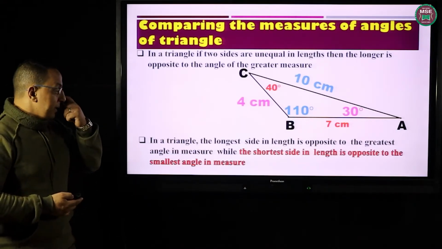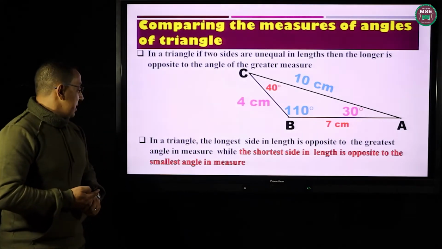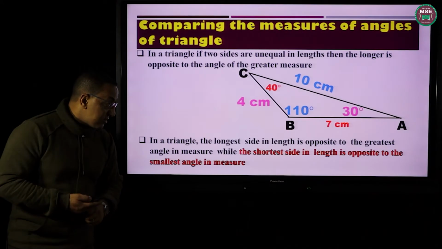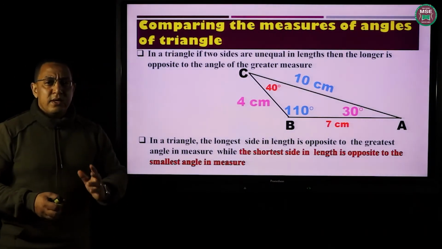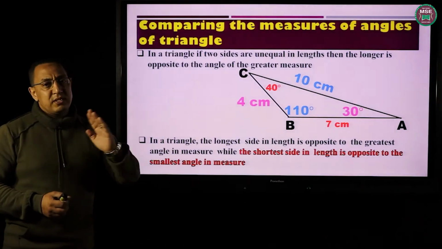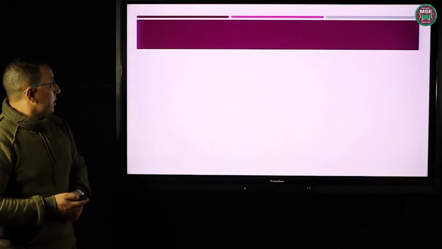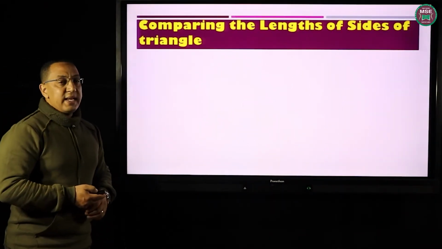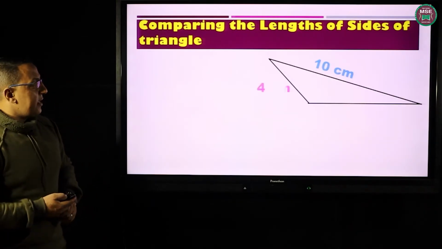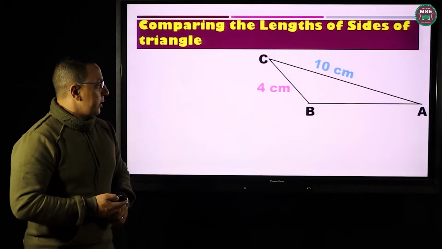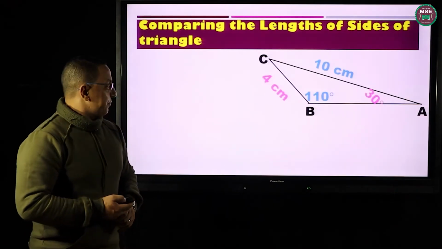In a triangle, the longest side in length is opposite to the greatest angle in measure, while the shortest side in length is opposite to the smallest angle in measure. This is what I said, the biggest opposite to the biggest, the smallest opposite to the smallest. Now let's compare the lengths of the sides of a triangle. If we have two sides like this, 10 and 4, and the angles like this, 110 and 30.